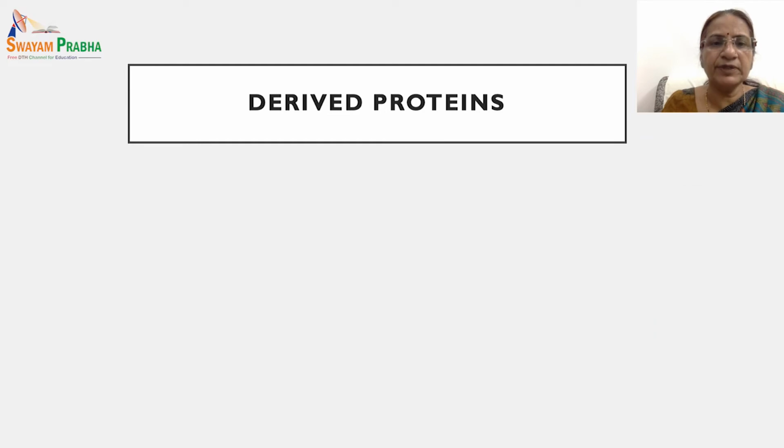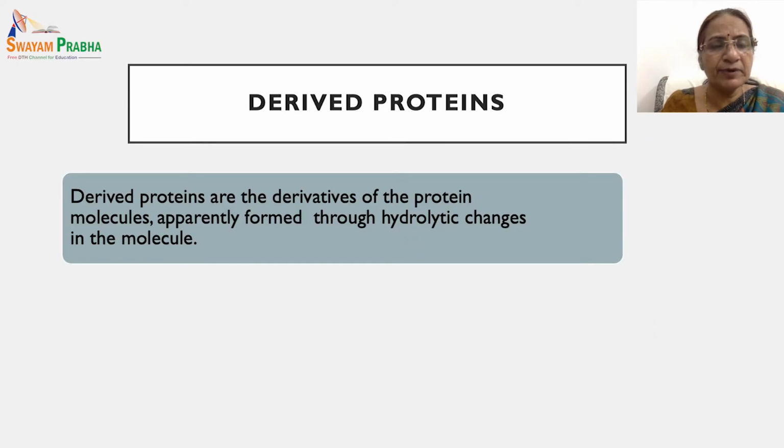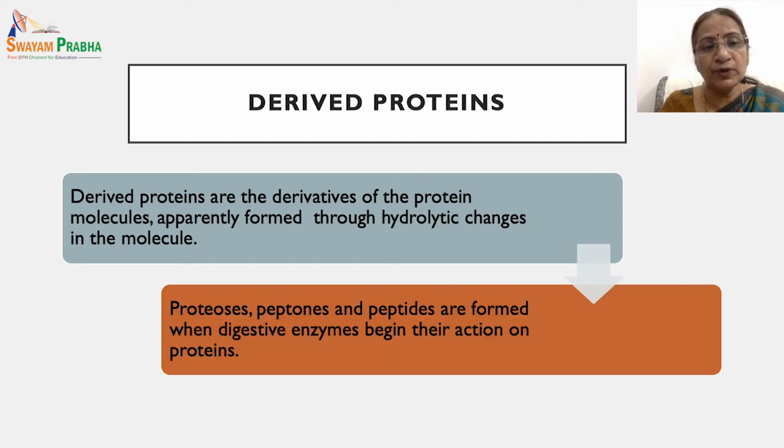Now, derived proteins. Derived proteins are the derivatives of the protein molecules apparently formed through hydrolytic changes in the molecule. These are either primary or secondary protein derivatives. Proteoses, peptones, and peptides are formed when digestive enzymes begin their action on proteins.